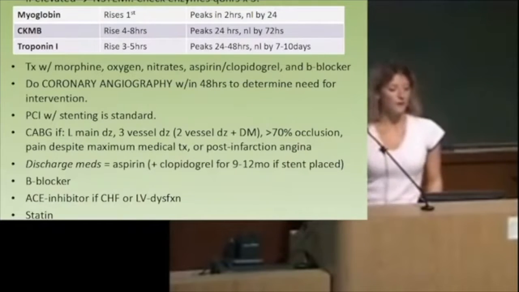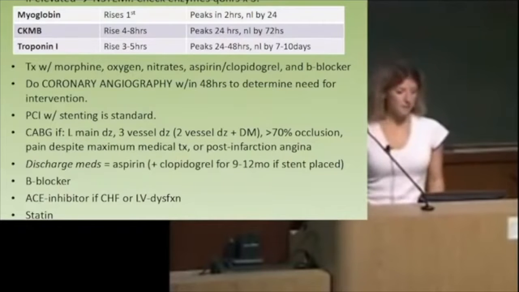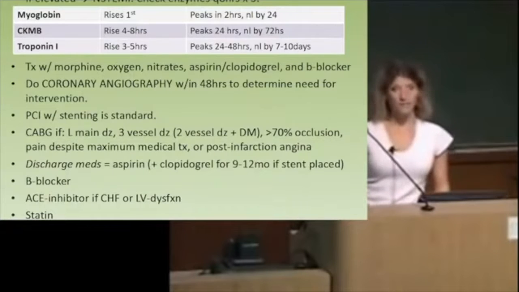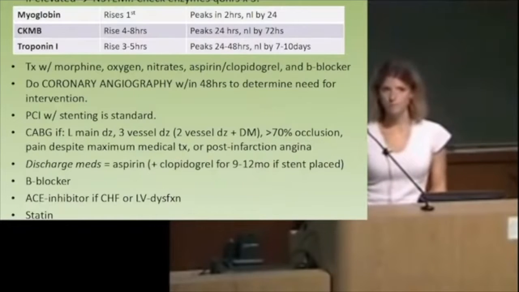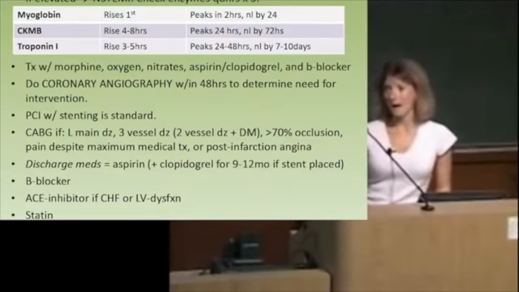Okay, so we treat these NSTEMIs with morphine, oxygen, nitrates, aspirin or clopidogrel, and a beta blocker. That's kind of your classic cocktail for a cardiac patient. And coronary angiography is the best test to schedule for these patients. You want to get this test ordered within 48 hours because that's really how we determine how to proceed from there. So coronary angiography tells us whether or not we need to do some kind of intervention. And what are our options for intervention? Stent or CABG, right? So stent or bypass.